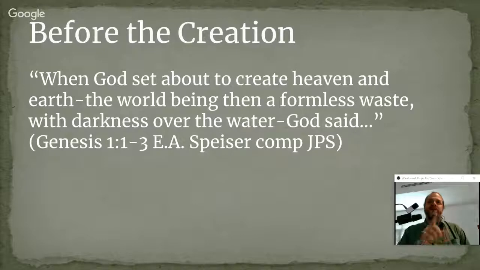This is Spicer's translation, and you ought to compare it with the Jewish Publication Society's because it's very similar. It makes the first bit a dependent clause. When God set about to create the heavens and the earth, the world being then a formless waste with darkness over the water, over the deep, God said, and then a spirit wind from God blows across the water, and then God says, let there be light. I actually messed that up. This should be, anyway, the spirit moving.